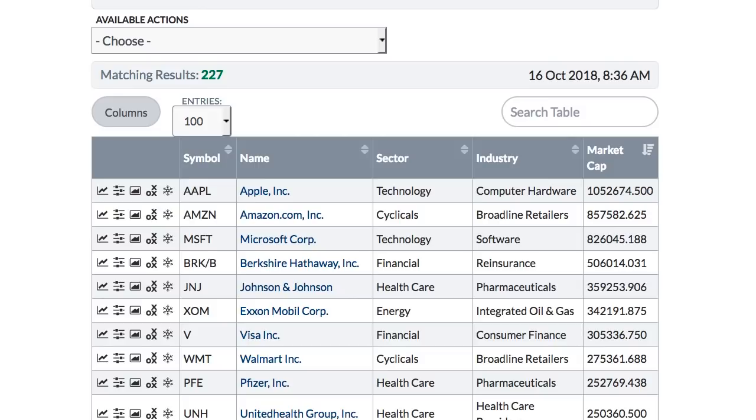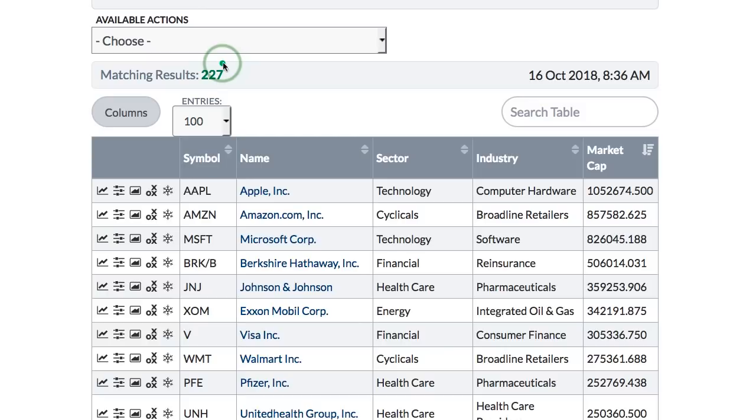So you can see 227 of 500 stocks are above the 200-day moving average. So 250 would be half. So that means less than half are above the 200-day moving average. That is a net negative for the market.